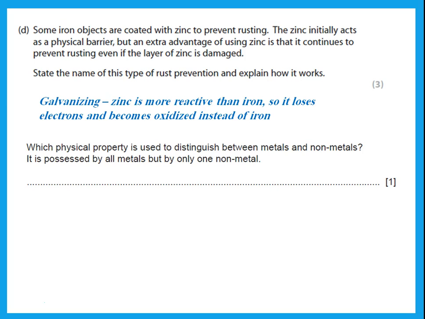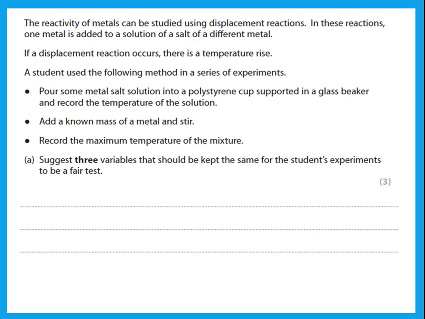Which physical property is used to distinguish between metals and non-metals? It is possessed by all metals, but only one non-metal. We said all metals do what? They conduct electricity. Non-metals do not, except for graphite, which is carbon.